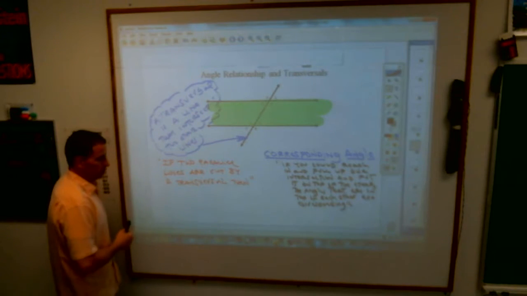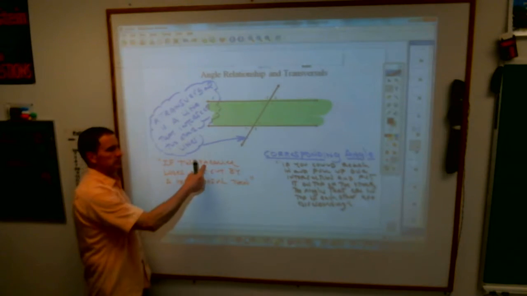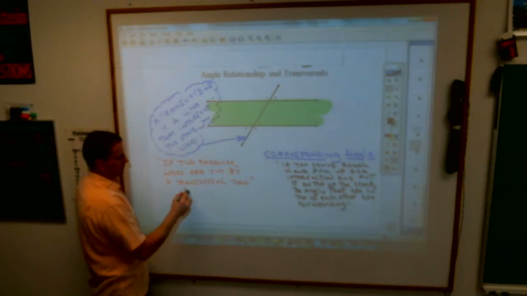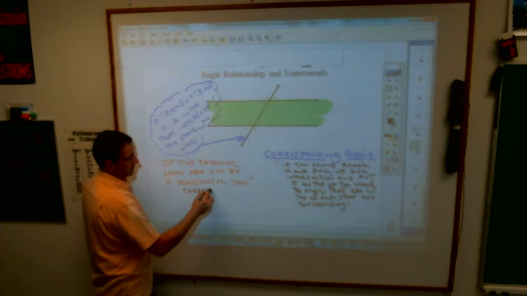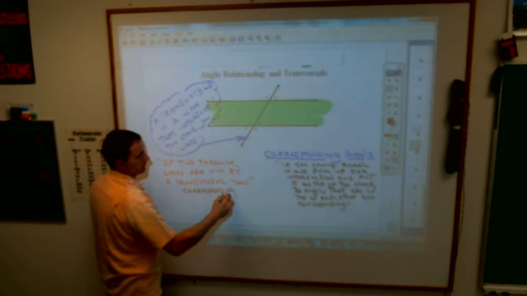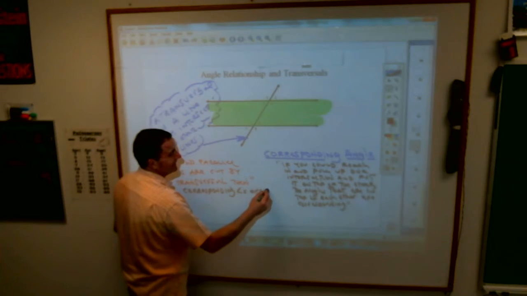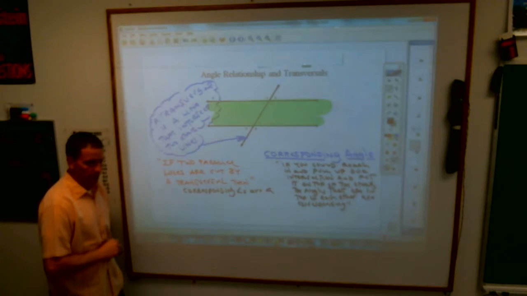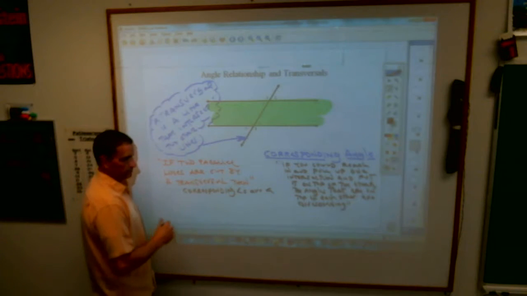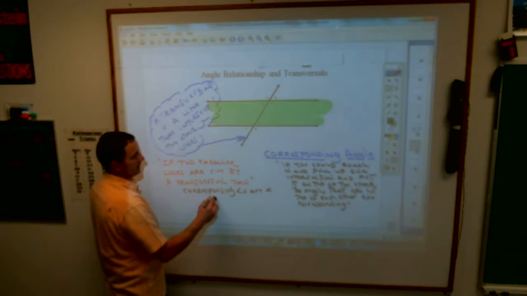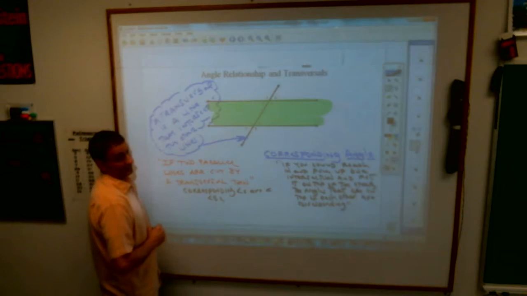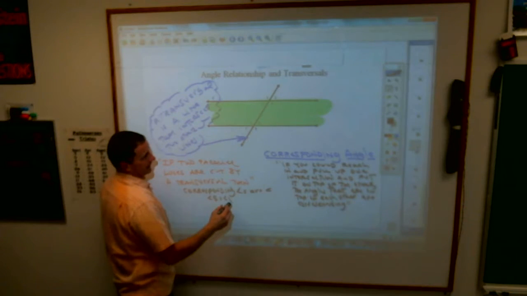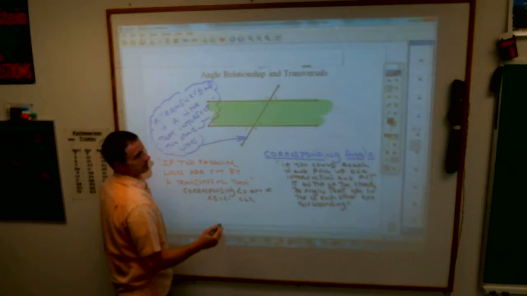Well, the deal is this, here we go. If two parallel lines are cut by a transversal, then, here's what you write down, corresponding angles are equal. With that being said, that would mean angle 5 has to equal what other angle? What angle corresponds with 5? Angle 1. Angle 6 would have to equal angle, Tyler?